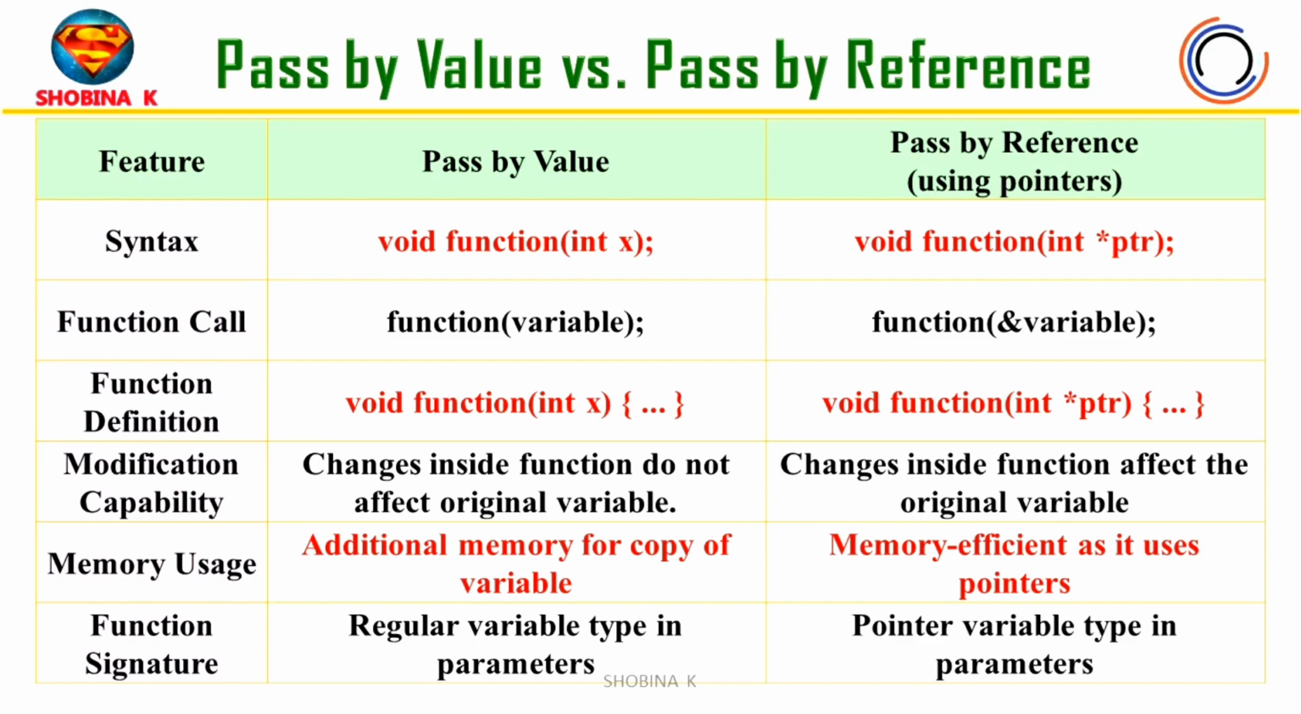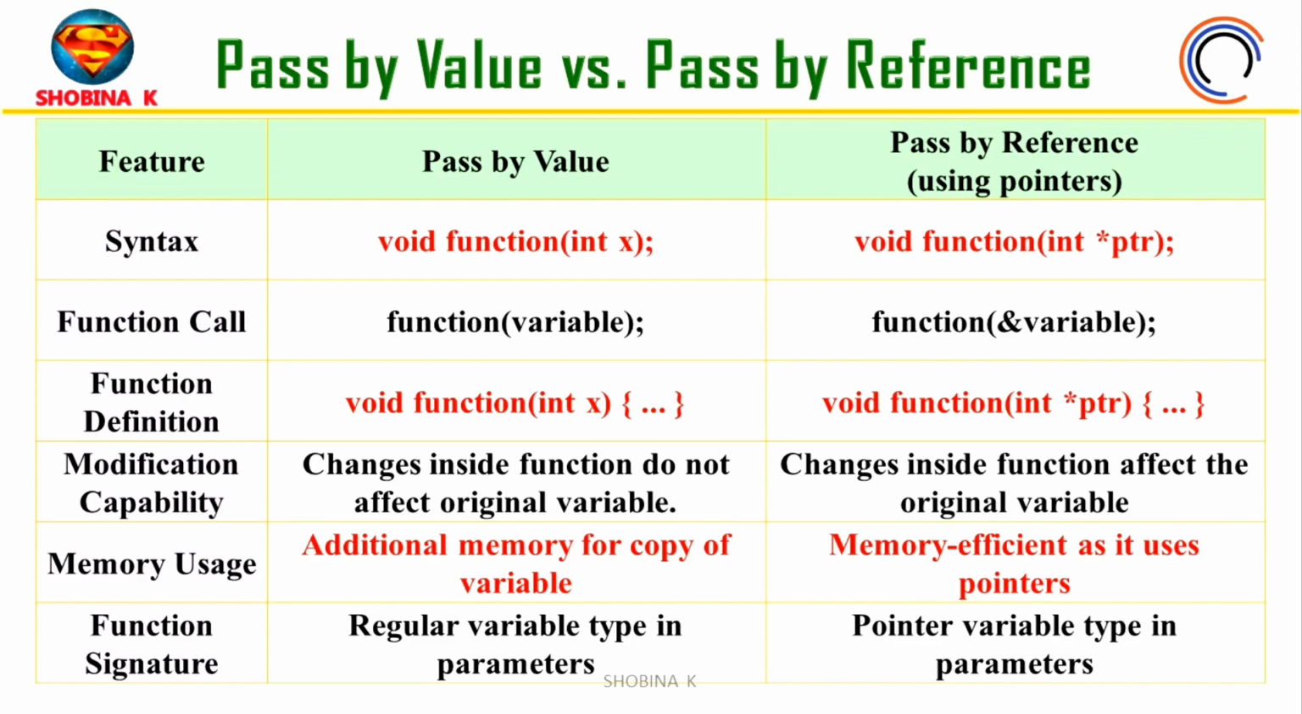Now function call. In pass by value, the function is called with the variable itself. In pass by reference, the function is called with the address of the variable, which is denoted by the AND operator. Function definition. In pass by value, the function definition receives the value directly. Whereas in pass by reference, the function definition receives a pointer to the variable, which allows direct access to the variable's memory address.